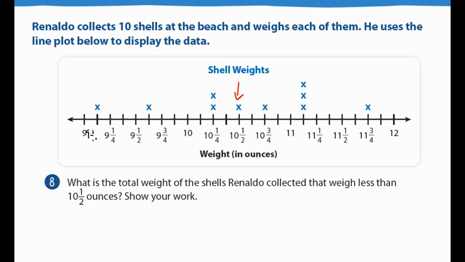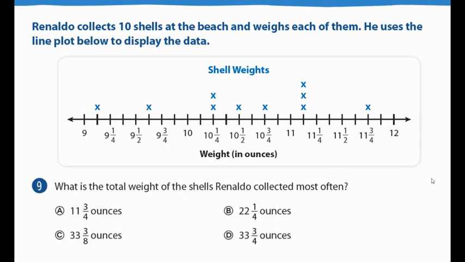Now that does not count because it says less than 10.5. So you are only looking at 1, 2, 3, 4 fractions, adding all those up together, and then going from there.